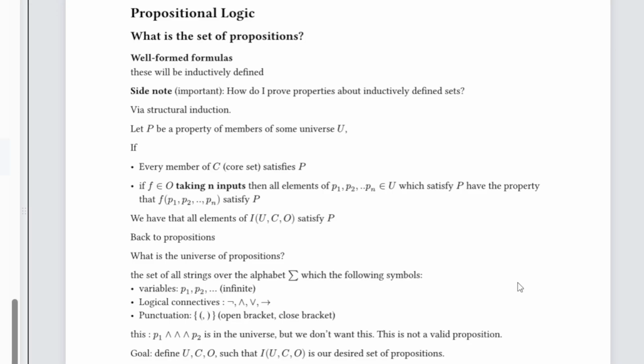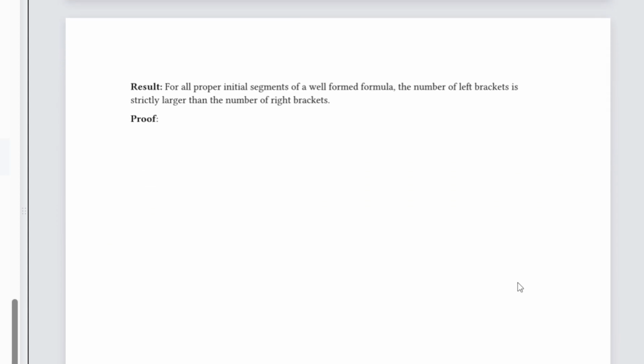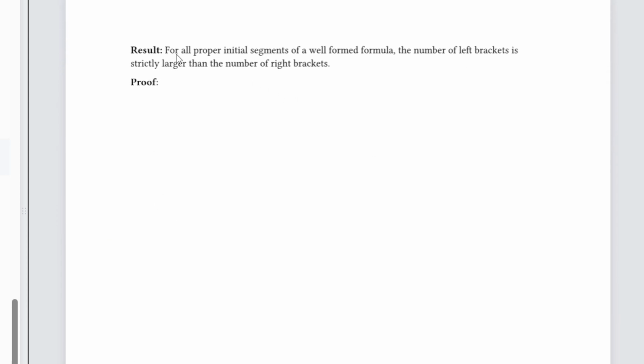In this video, we're going to prove one of the results from the previous lecture. So the result is that for all proper initial segments of a well-formed formula, the number of left brackets is strictly larger than the number of right brackets. The first thing we're going to do is just a reminder.